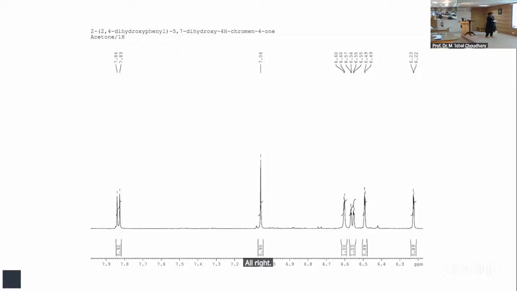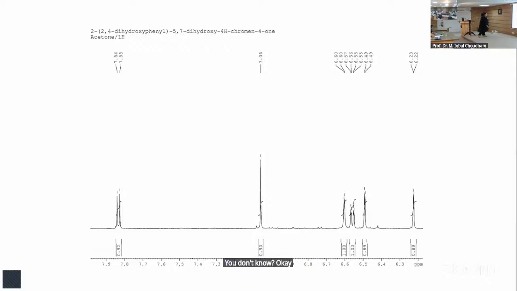So here, looking at the chemical shift, we have from 7.8. Now, I would like all of you to calculate the J value of this proton. Calculate the J value. Good. You don't know?